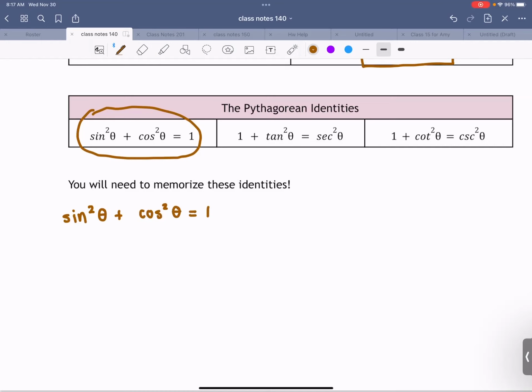What I would do is do something weird, but stay with me here. I'm going to divide everything by cosine squared. Okay, so I'm going to divide this by cosine squared. I'm going to divide this by cosine squared. And I'm also going to divide this by cosine squared.